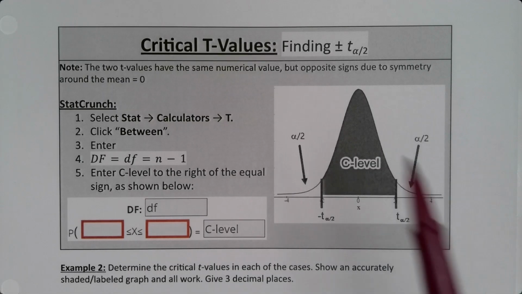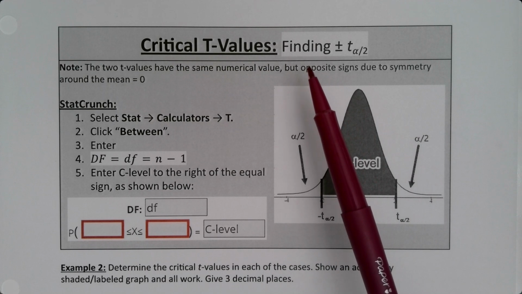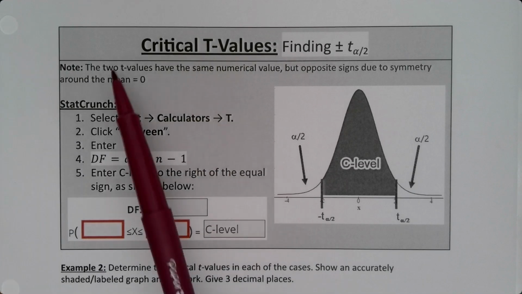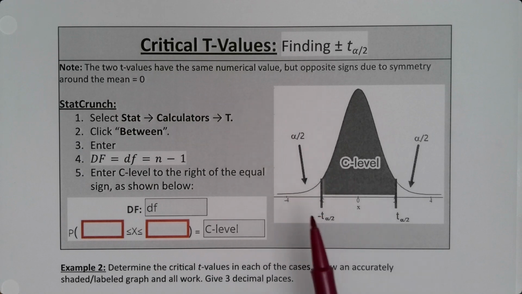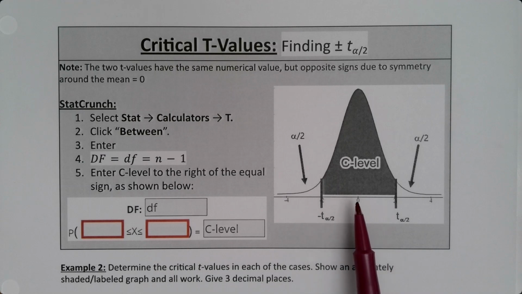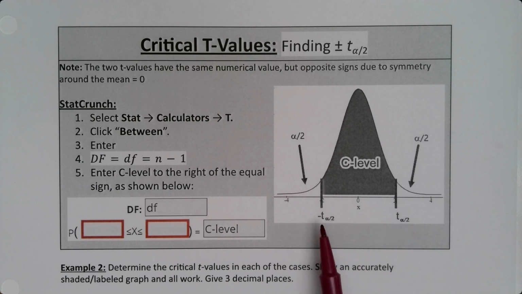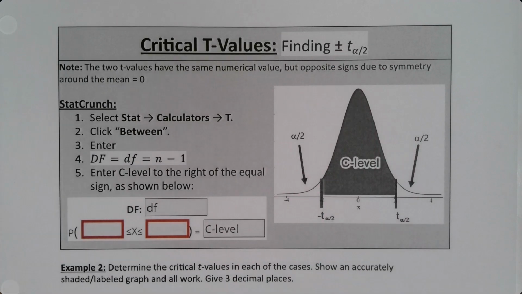Now that we know the t-curve exists, we want to know how to find critical t-values so that we can do confidence interval questions later in this section. Critical t-values are two t-values that have the same numerical value but are on opposite sides of 0, because 0 is the mean of a t-curve. Because they're on opposite sides, they have opposite signs: one positive and one negative. That's what plus or minus stands for. There are two of them.